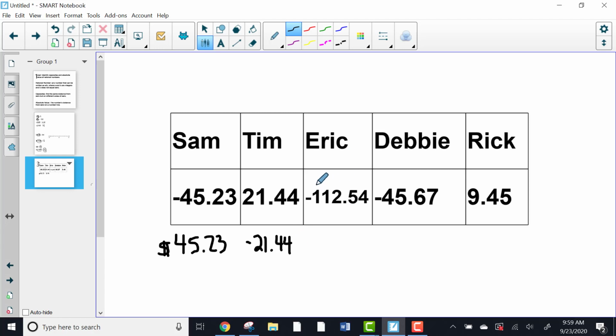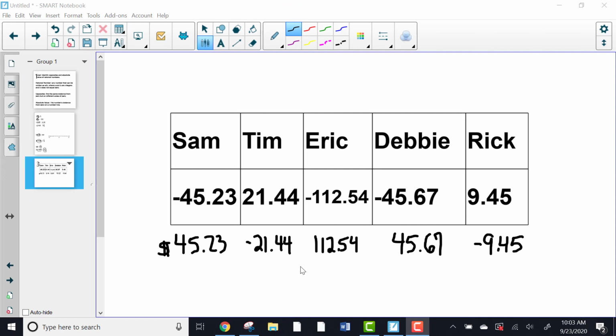Eric, we have a balance of negative $112.54. Opposite of that would be $112.54. And just remember, having a negative balance is not okay. This is just a hypothetical situation. Negative $45.67. We can see the opposite of that would be $45.67. And for Rick, $9.45. Opposite of that would be negative $9.45.